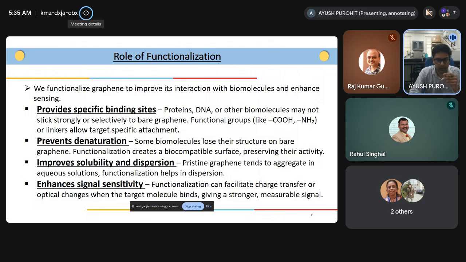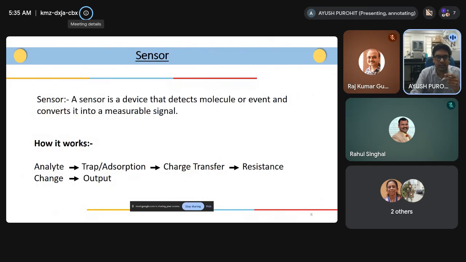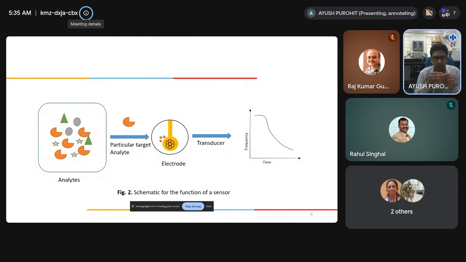It enhances signal sensitivity. What is a sensor? A sensor is a device which converts an event into a measurable signal. If we have a lot of analytes but want to anchor a particular analyte, then we have to functionalize the electrode with a particular group so that it will anchor or trap that analyte, and this will give the signal with the help of a transducer, either in the form of frequency, time, resistance, or voltage, and mass change also.